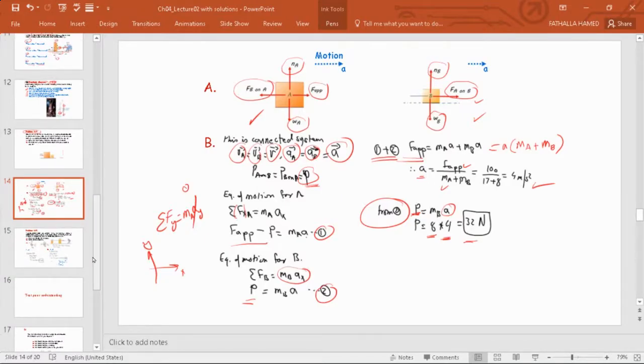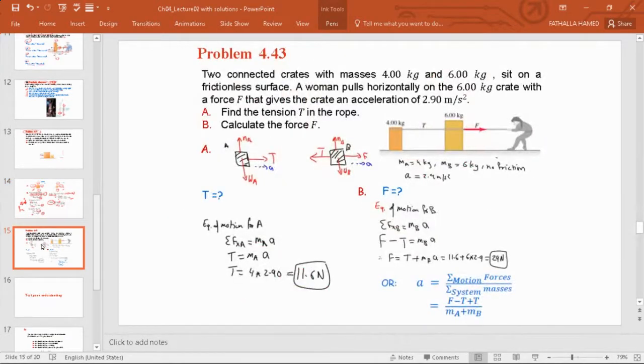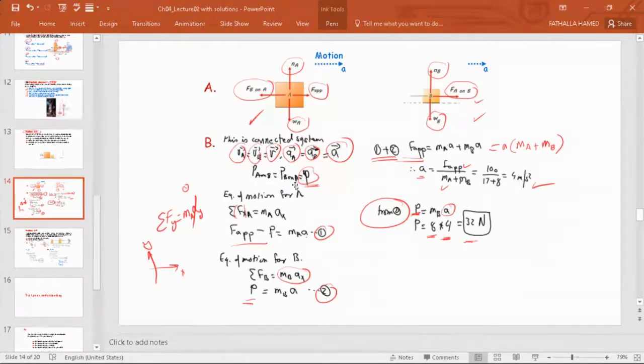Is this clear? Is this clear? Doctor, I don't understand what P is. P is just a symbol, okay?